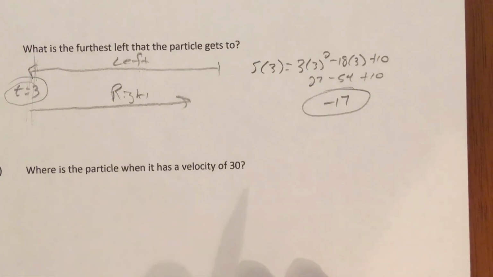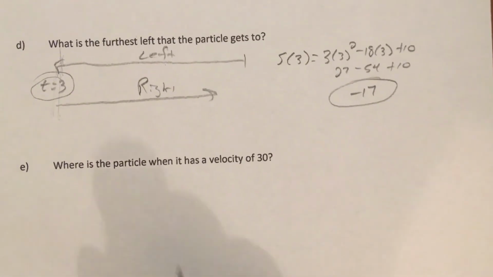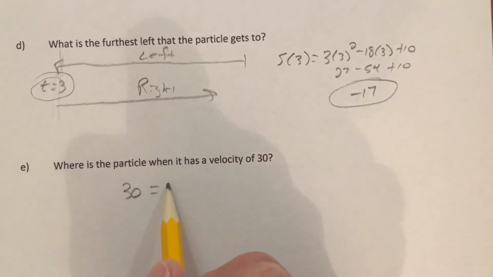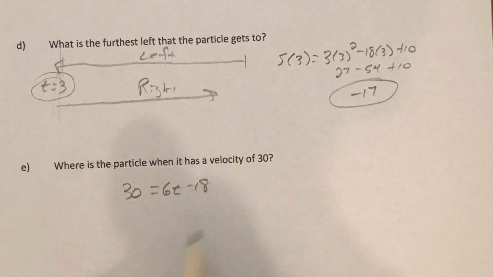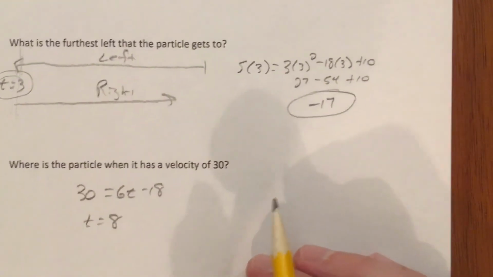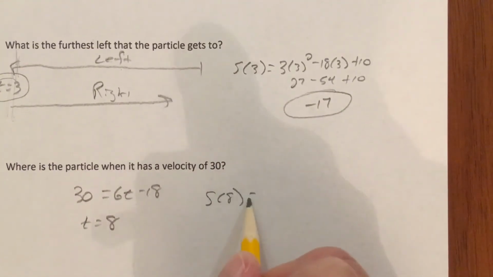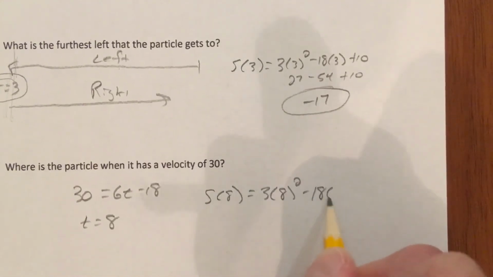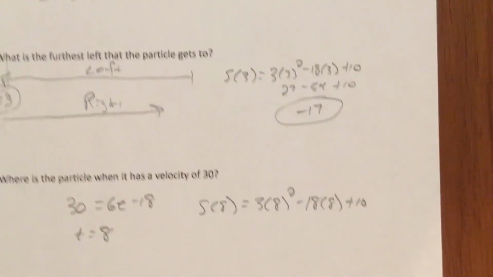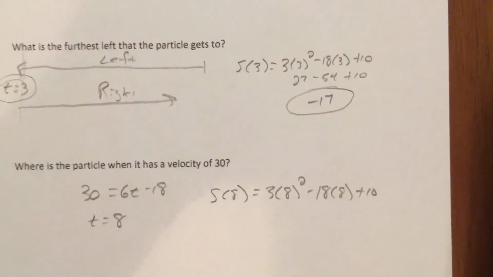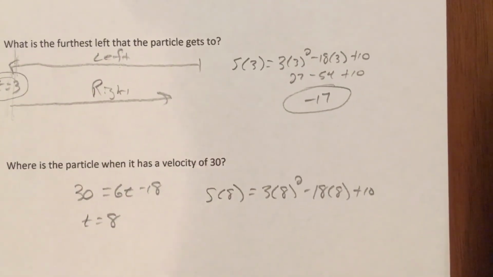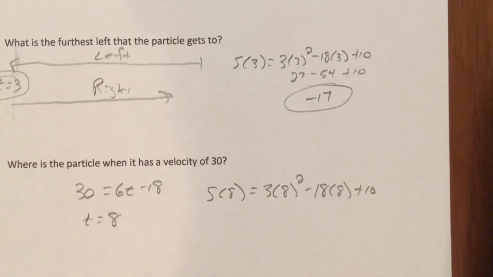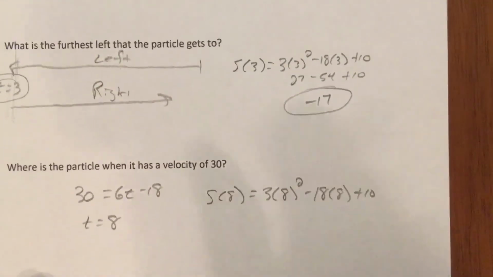All right. And then part E says, where are we at when we have a velocity of 30? So we're going to set our velocity equal to 30. Add 18, we get 48 divided by 6. That's at 8 seconds. Okay. So now we want to know where were we? So put 8 seconds into that position function. 3 times 8 squared minus 18 times 8 plus 10. I'm going to do that real quick on the calculator here. So it should be 3 times 64, minus 18 times 8 plus 10 gives us 58.